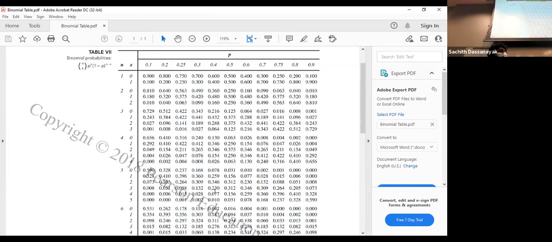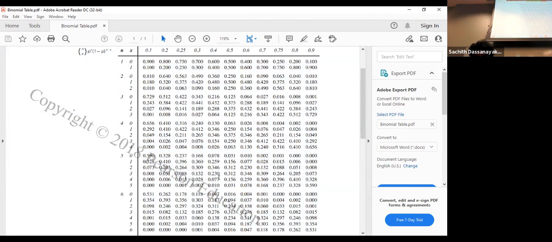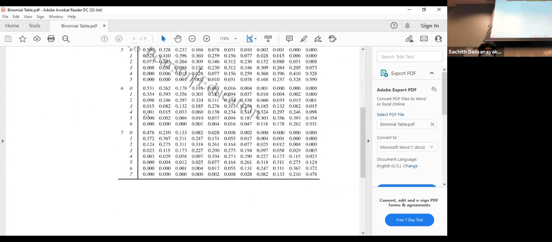If your probability is, let's say, 0.4, assume that your probability is 0.4, then you can easily find the value, 0.077, this one. Yeah, this is how we find the probabilities. You don't have to do the calculations, but the problem is the maximum n is equal to 7.